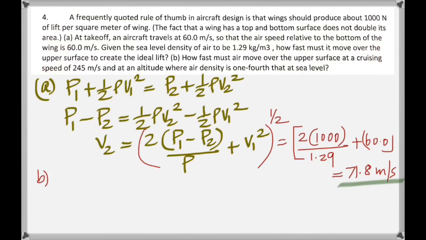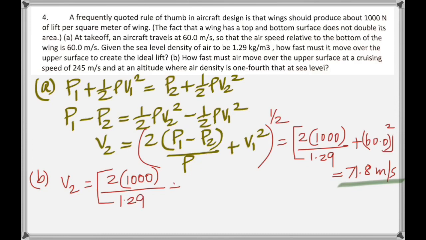And the B part says how fast must air move over the upper surface at a cruising speed. So when it's cruising at 245 meters per second, you got to rework this problem again. And there the air density is only 1/4 that at the sea level. So you got to find that.